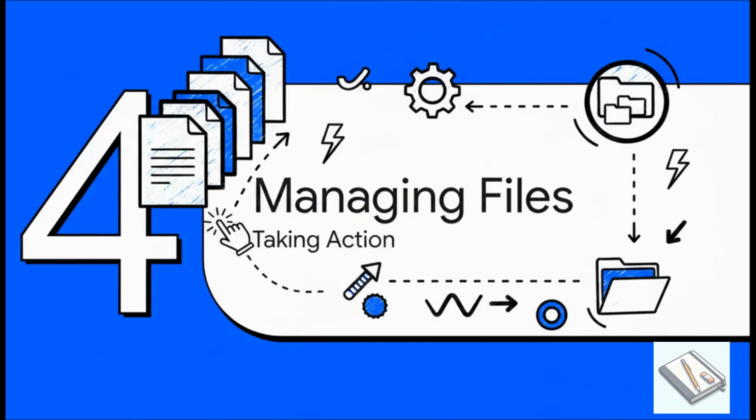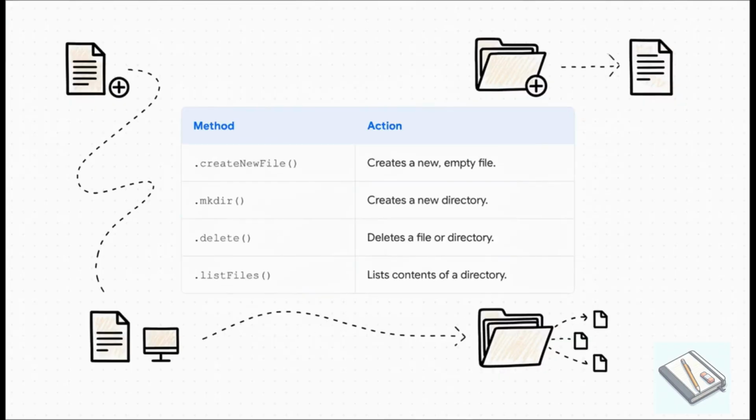Okay, so we've hammered this home. The File object is just the pointer, the address. So, what can we actually do with that pointer? Let's look at how we can manage real files and directories. These are the action methods. And look at the names. They're really clear. .createNewFile, .mkdir for make directory, and .delete. These are the commands that actually go out and mess with your file system. You use your address object to tell Java, hey, go to this location and actually create a new empty file, or go here and make a folder, or even get rid of whatever is at this spot. And if your address points to a directory, you can use .listFiles to get a whole list of all the other addresses that are inside that folder.